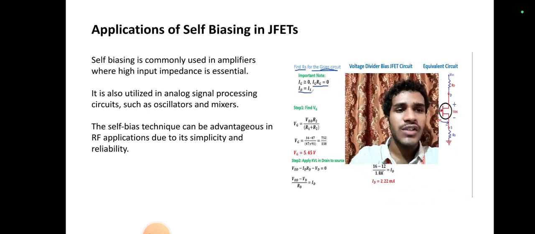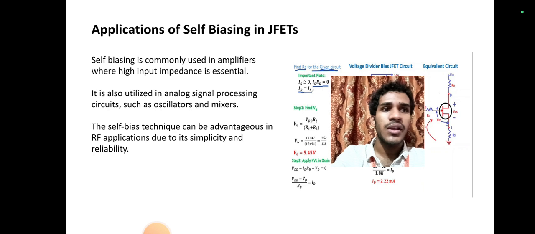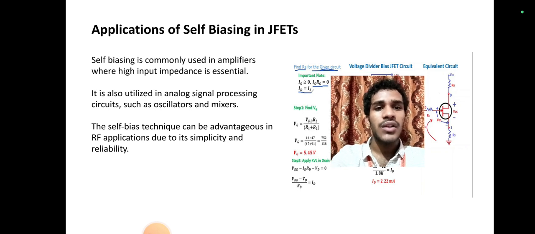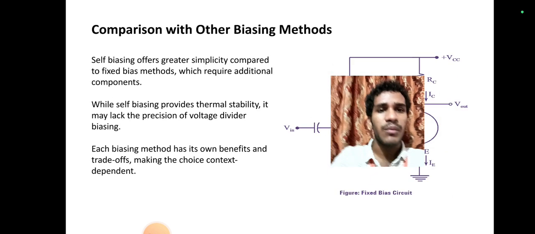What are the applications of JFET? Self biasing is commonly used in amplifiers where high input impedance is needed. Here we look at the amplifier. An amplifier will increase the signal strength. It is also utilized in analog signal processing circuits such as oscillators and mixers. The self bias technique can be advantageous in RF applications due to its simplicity and reliability.